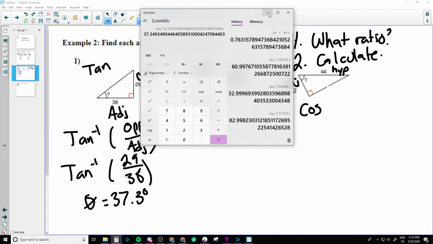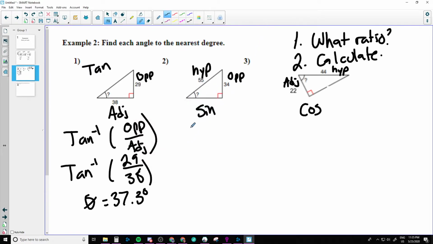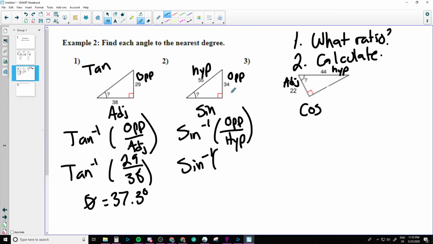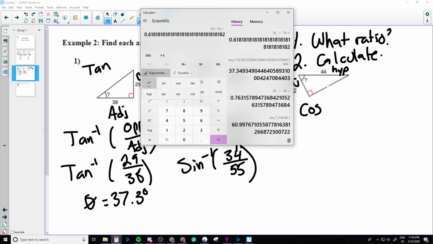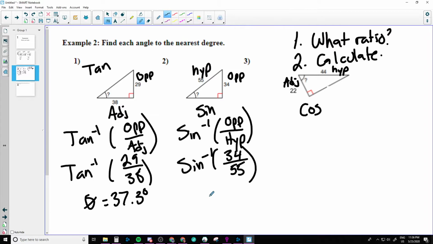Okay. The next one we said is going to be sine. So sine, second function, same ratio, opposite over hypotenuse. Okay, so it's going to be the second function of sine of 34 over 55. So 34 divided by 55. And the second function of sine tells us this angle is 38.2 degrees.